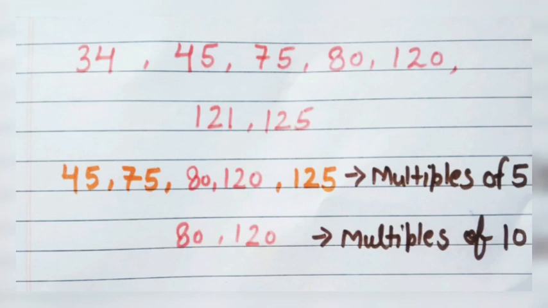So students, in this picture we can see 45, 75, 80, 120 and 125 are the multiples of 5, and 80 and 120 are also the multiples of 10. So you can see every number ending with 0 is a multiple of 10, and every number ending with either 5 or 0 is a multiple of 5.